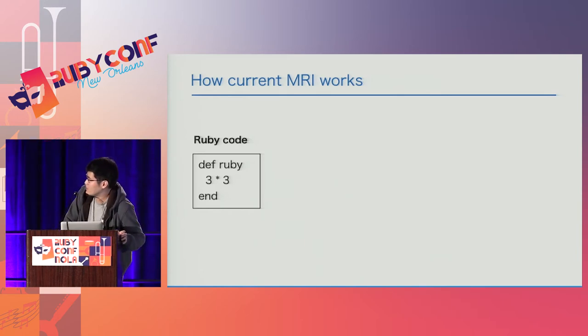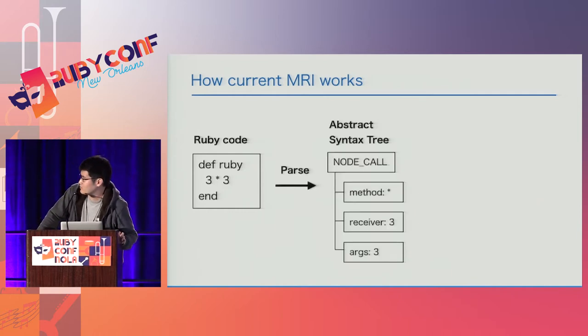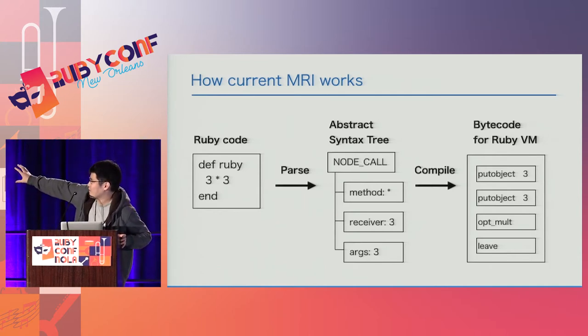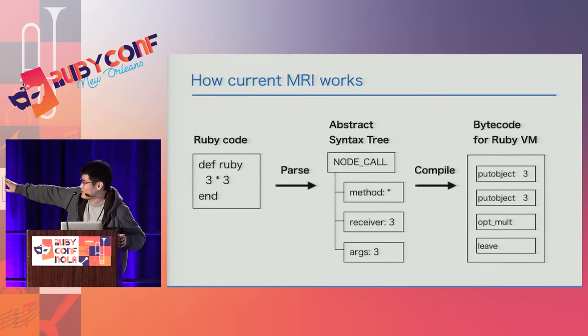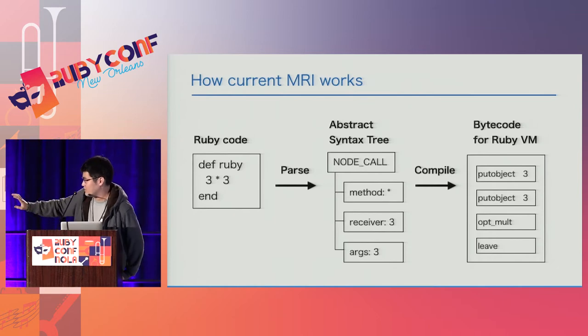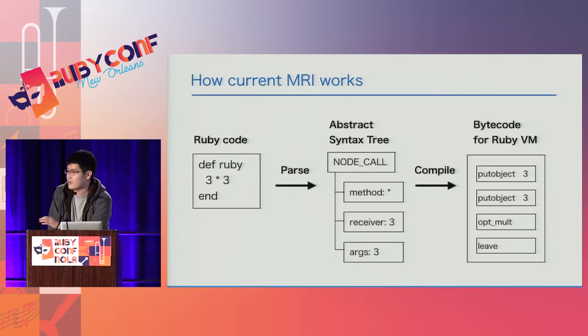The example method just multiplies 3 by 3. Ruby parses it into this kind of tree, and it's compiled to this kind of thing. The right side one appears frequently, so please remember this. It means put 3, put 3 again, and a multiply operation, and then leave means return. So it's very simple, and Ruby VM can understand the right side code as bytecode.